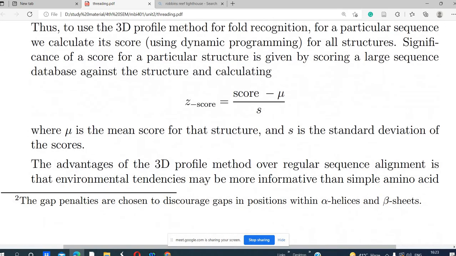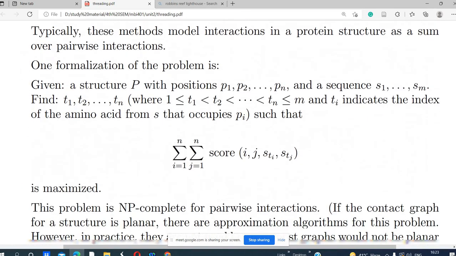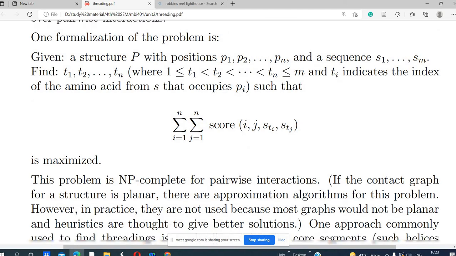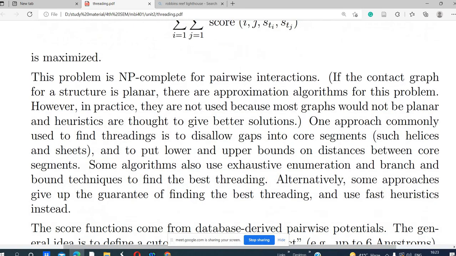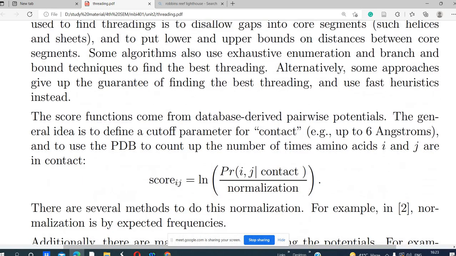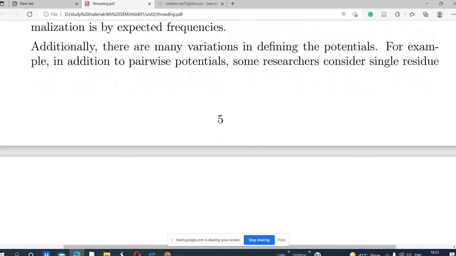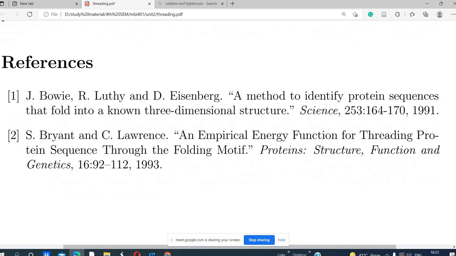Now we have another method, contact potential. In this, contact sharing is important, whether two amino acids are in contact or not. So we have to calculate the total number of pairs for one sequence and structure. So pairwise contact is important on the basis of that. So these are the three total methods. These are the references.